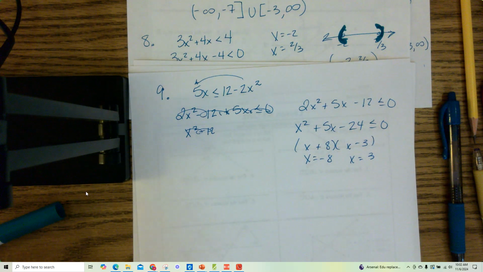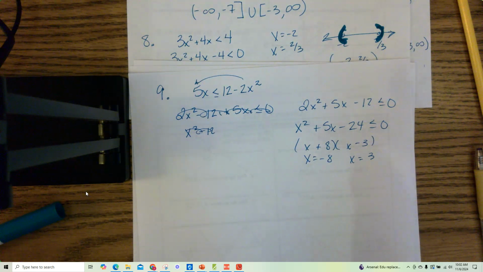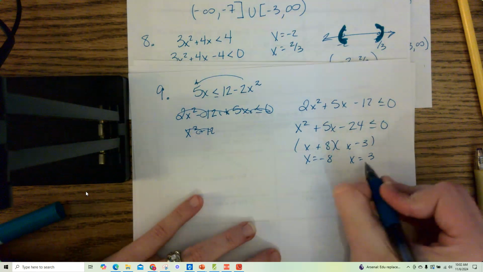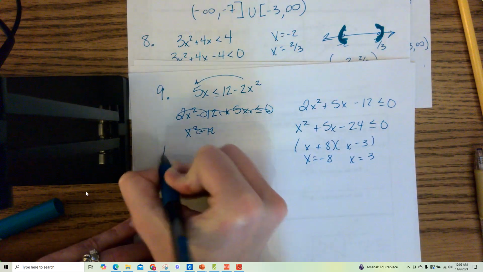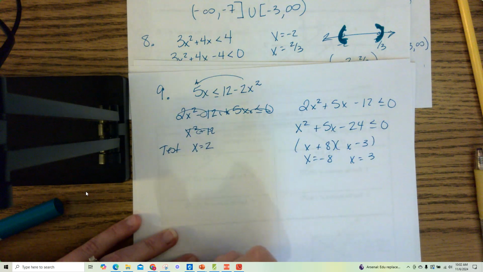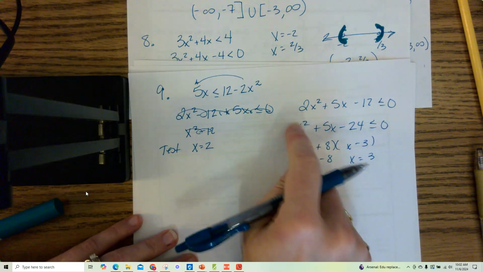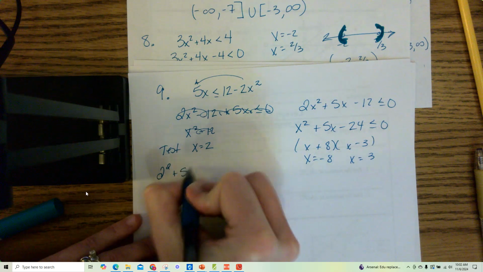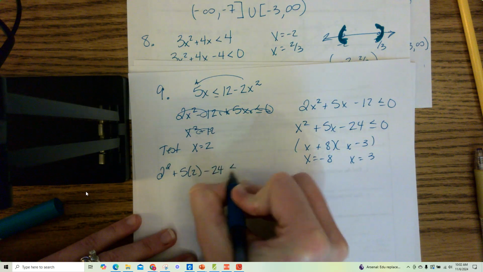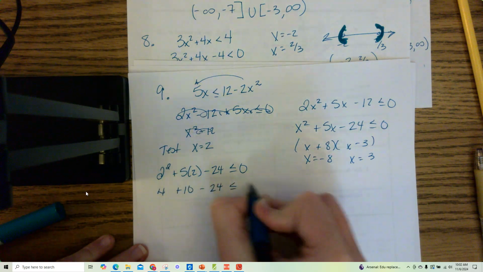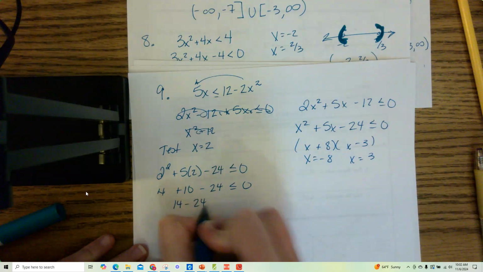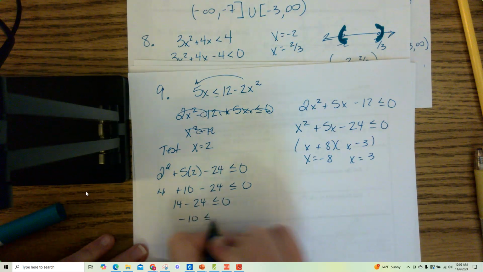Okay, how you test a point. We're looking at the graph to see where that area is. I pick a number in between. I'm going to pick a 2 here and test x equals 2. So 2 squared plus 5 times 2 minus 24 is greater than or equal to 0. That's 4 plus 10 minus 24, which is 14 minus 24. That's negative 10, which is less than or equal to 0.